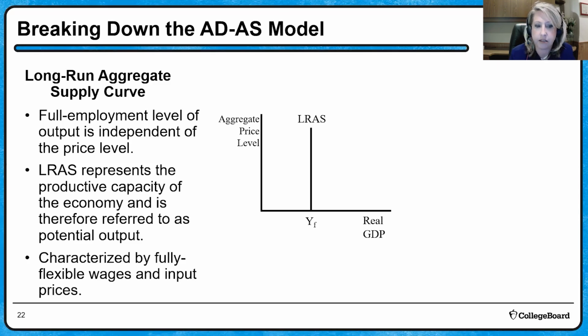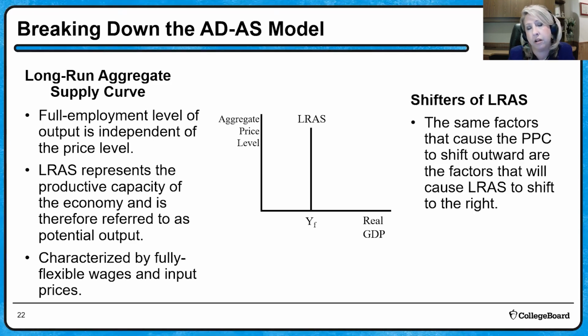Remember, in the long run, wages and other input prices are fully flexible. So in the short run, firms can exploit changes in the price level, but in the long run, which is defined as the time period in which all input prices are flexible, we can produce our full employment level of output at any price level.